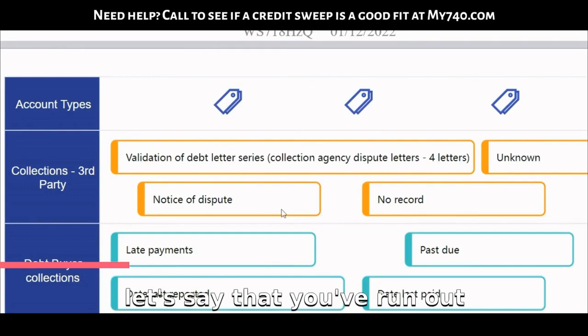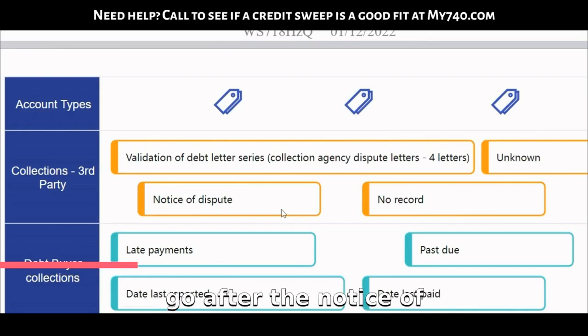Now, let's say that you've run out of things that you can use on round 1. Now we're on round 2. Some of your accounts came off, or maybe none of them came off. That's totally fine as well, because obviously this is a process. Now you can go after the notice of dispute.